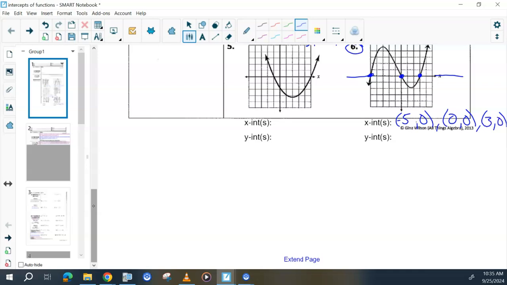So then, what's our y-intercept? (0, 0). They have the same one. That happens sometimes. Questions on this?